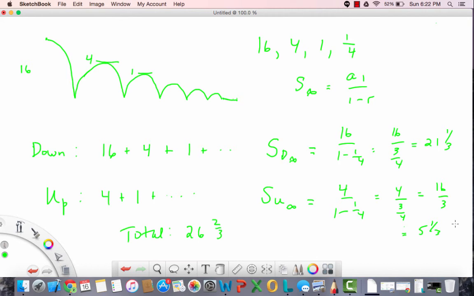And now for the shortcut, and I'm usually not a fan of shortcuts, but this can come in handy to check your answer, as long as you promise me that you are going to make an attempt to understand this problem the long way. The shortcut says that the total vertical distance is the initial height times 1 plus r over 1 minus r. That's it. That adds the up and down distances. So assuming an initial height of h, here we have 16 times 1 plus r, so that's 1.25, over 1 minus r, that's 0.75, and you can check me with your calculators. This is also 26 and 2/3.